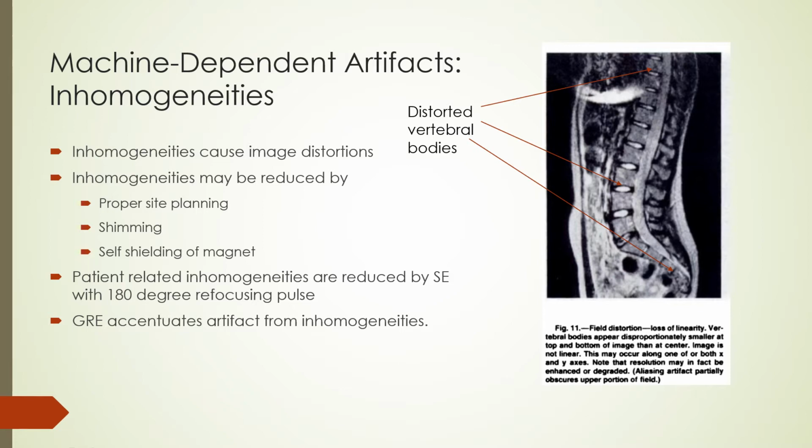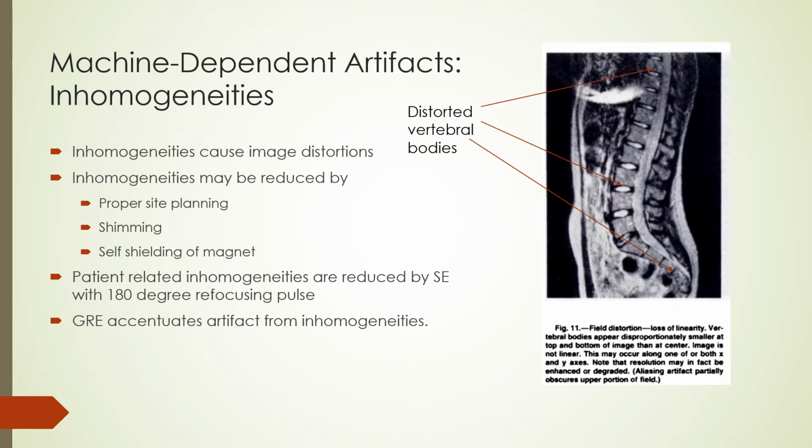Magnetic field inhomogeneities may be due to large static field inhomogeneities or due to metallic objects in the patient. If the inhomogeneity is due to static fields, then proper site planning, self-shielded magnets, automatic shimming, and preventive maintenance procedures help to reduce these inhomogeneities. In the case that the inhomogeneity is due to a metal object in the patient, the choice of pulse sequence can help reduce the artifact.